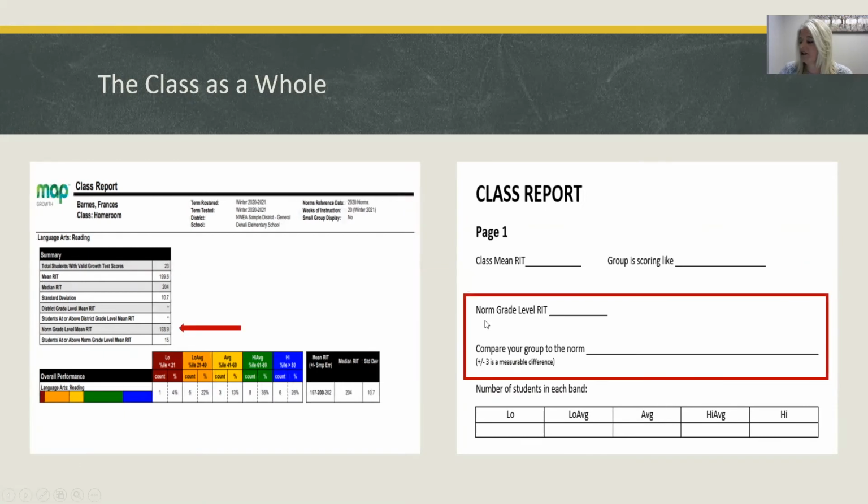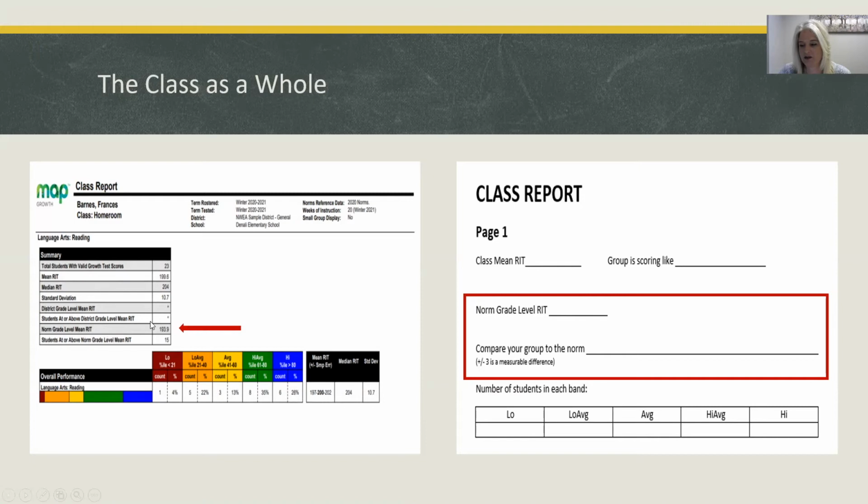If I look here in the next section, I want to do some comparison. I want to know, what is the norm grade level RIT? So again, back to this chart, second row up from the bottom, you see norm grade level mean RIT. This is the number from the chart. It should correspond with the number, since this is a 3rd grade class and it's the winter assessment. It should correspond with the mean in the winter for 3rd grade in that chart.